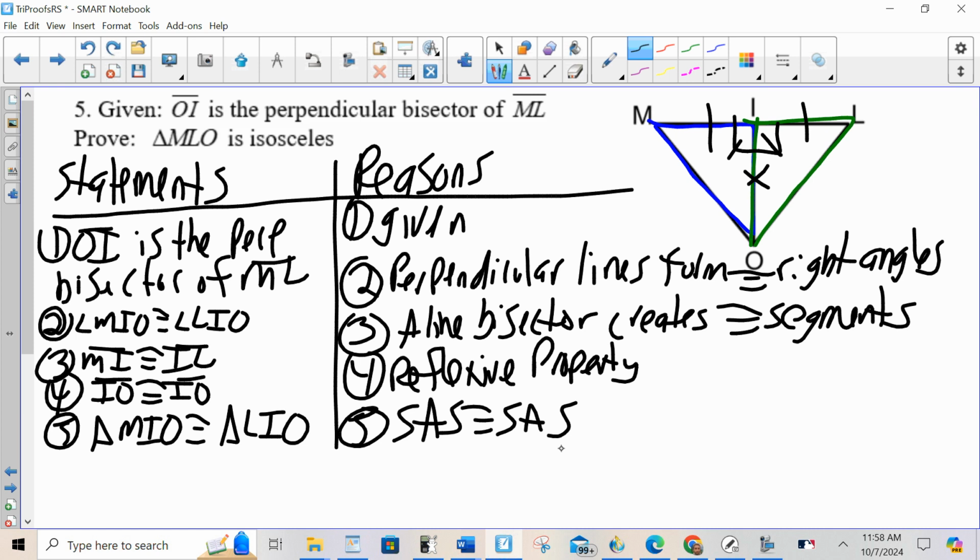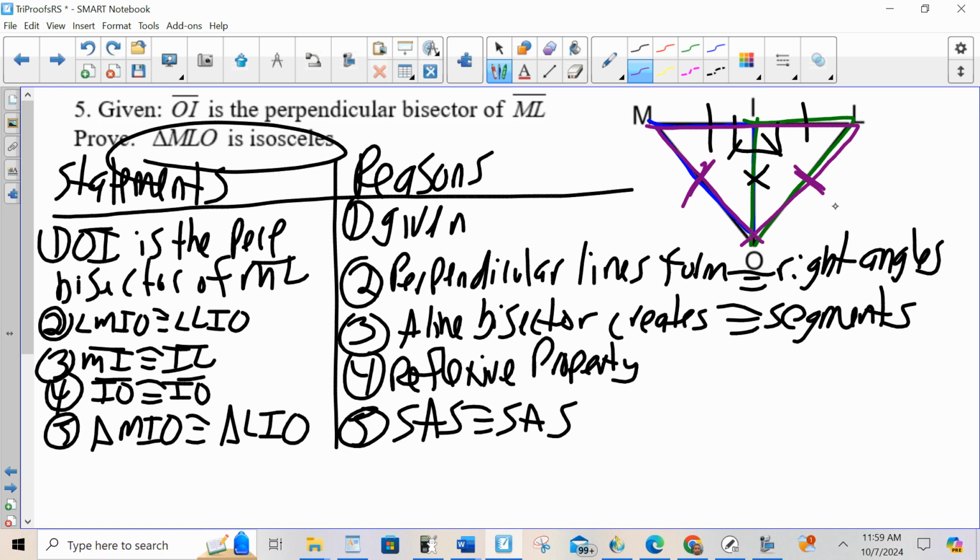And now I pause. Again, I'm always just programmed to prove triangles are congruent. Now I can start thinking. If I want to prove that triangle MLO is isosceles, this purple triangle, I need either two sides or two angles to be congruent. Well, now that the blue and the green are congruent, I can state any of the corresponding sides are congruent, including MO and LO. And if those two sides are congruent, then it makes the purple triangle isosceles.